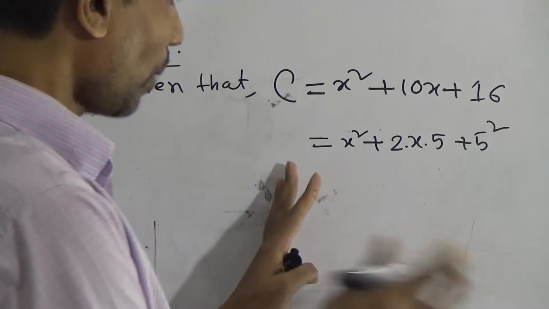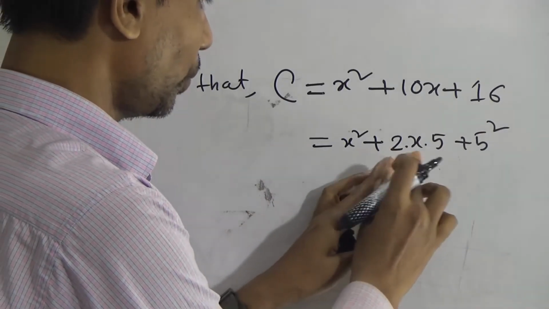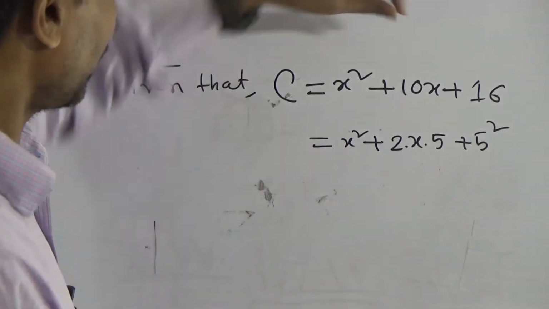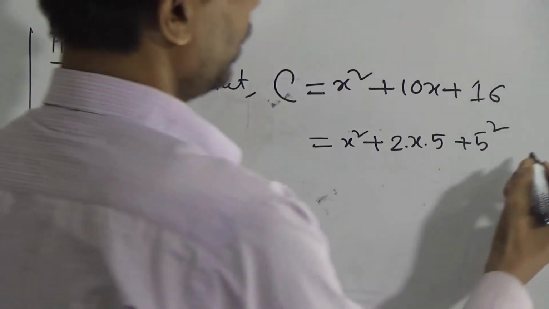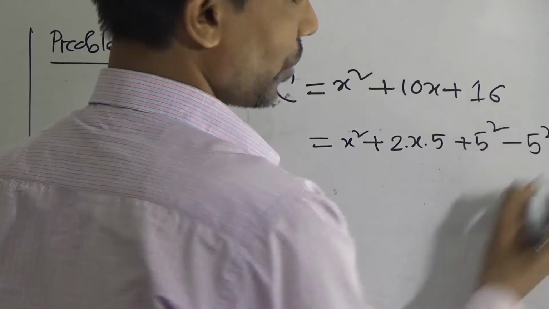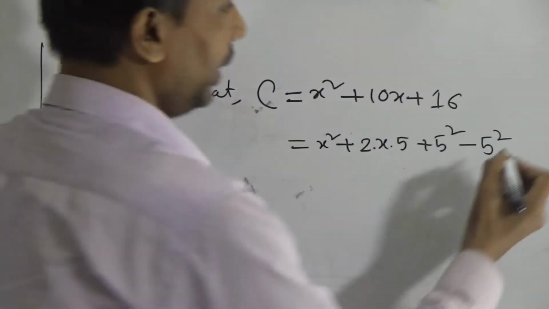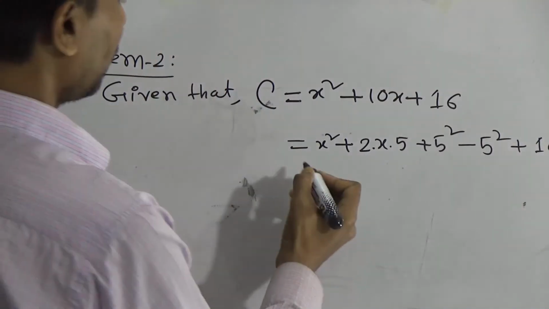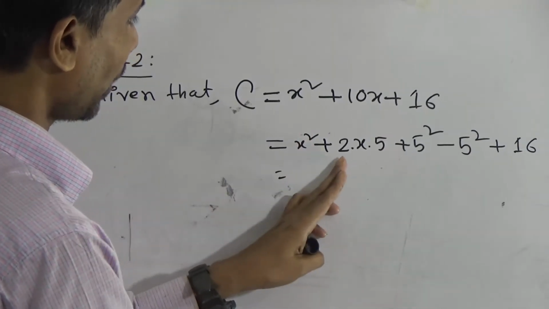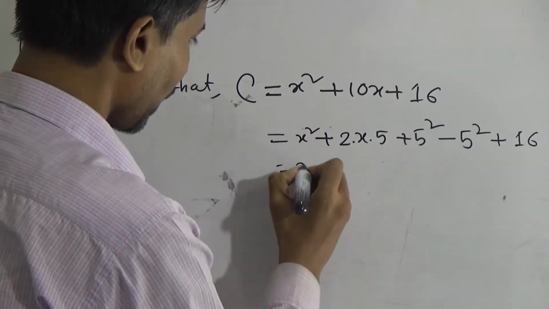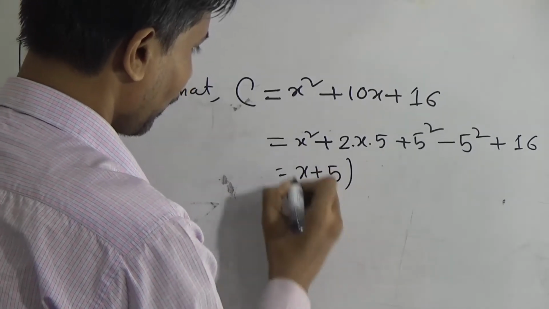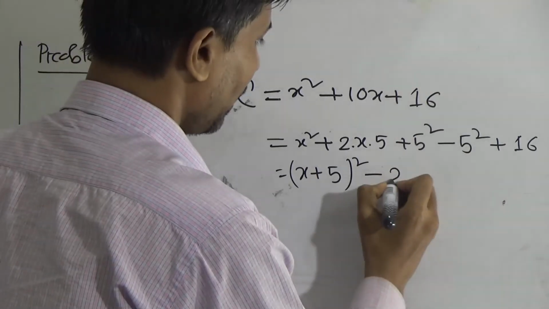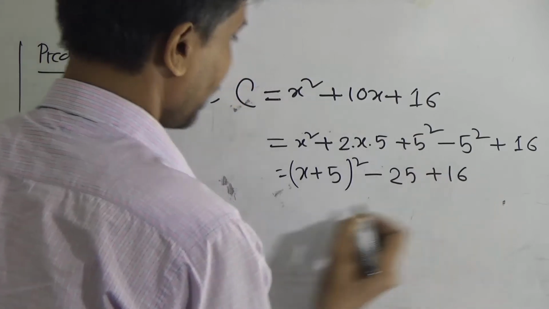Look, you have to consider it this way: a square plus 2ab, that means 5 whole square. Now see, there is no 5 whole square, so we have to subtract 5 whole square, and plus 16 remains the same. Now write, a square plus twice ab plus b square is equal to x plus 5 whole square. 5 square means 5 into 5, that means 25, plus 16.